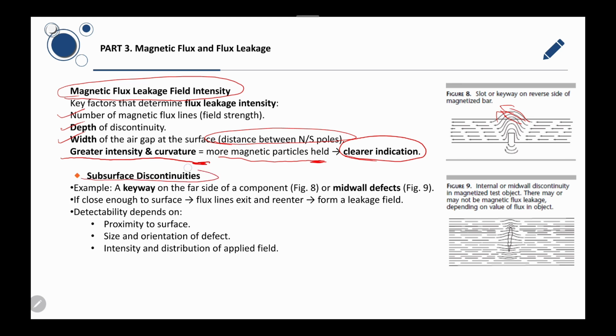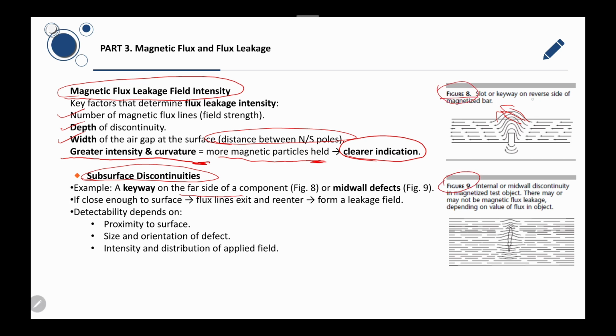Next, subsurface discontinuities. Magnetic particle testing is not only for surface flaws. It can also detect subsurface discontinuities. Examples include a keyway on the far side of a component or mid-wall defects. See figure 8 and figure 9.